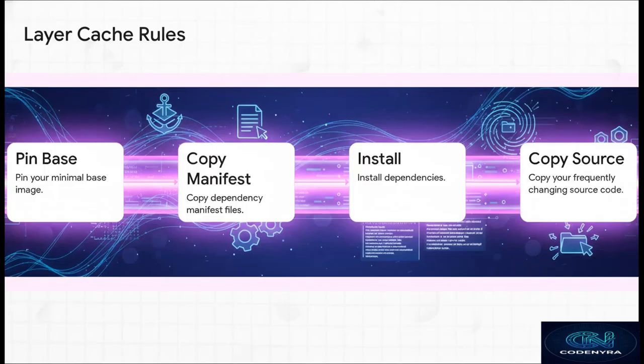a package version. So the golden rule of layer caching is all about strict ordering. You always want to move from the least changed items to the most changed items. Pin your base image first, do your dependency file second, run your install third, and put your highly volatile, constantly changing source code dead last.